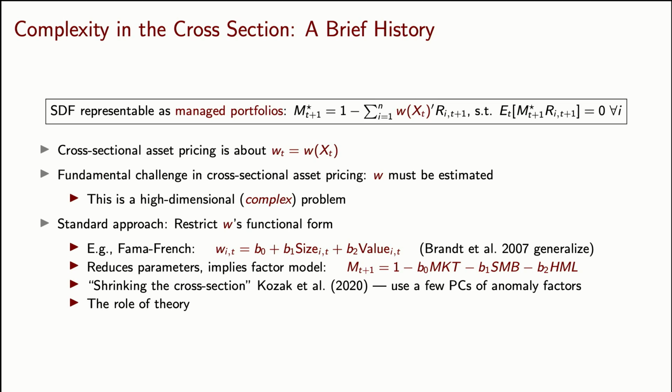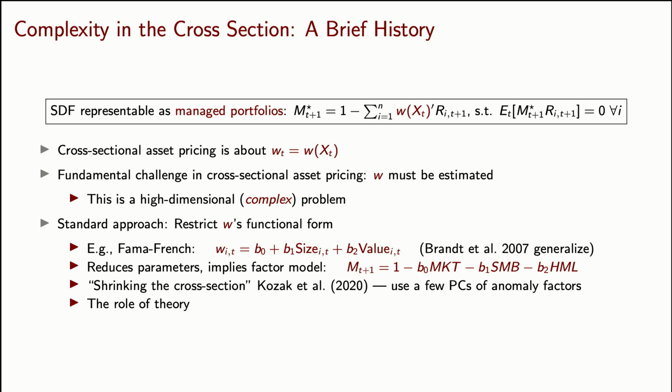Okay, so let me start with what I'll call a brief history of complexity in the cross-section. Right. So we can always think about SDF representations in terms of managed portfolios. So this is sort of a Hansen-Richard starting point. So if I want to be thinking about conditional pricing models, right? So I'm going to have this optimal portfolio that defines the SDF as being formulated conditional on some information, and that's going to be summarized by this data in a collection of variables we'll call X.